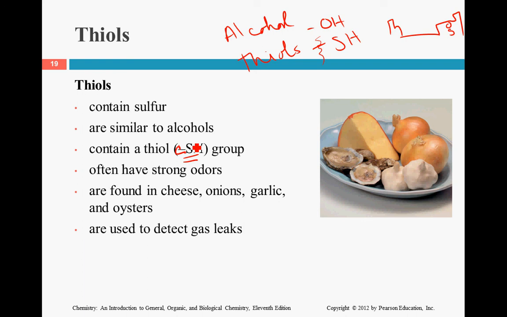Thiols tend to be extremely smelly. For instance, natural gas on its own has no odor. However, they add a thiol to it, so that way you can detect a gas leak if there is one, because you'll be able to smell it. Garlic, thiols in garlic, it's in onions. You'll also notice it has like an egg smell sometimes, like a rotten egg smell even.